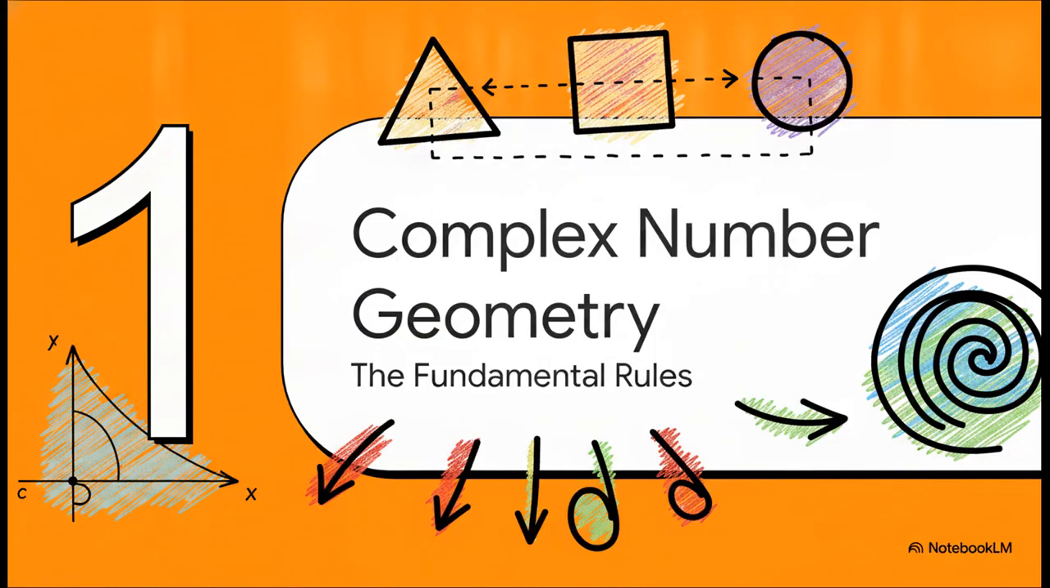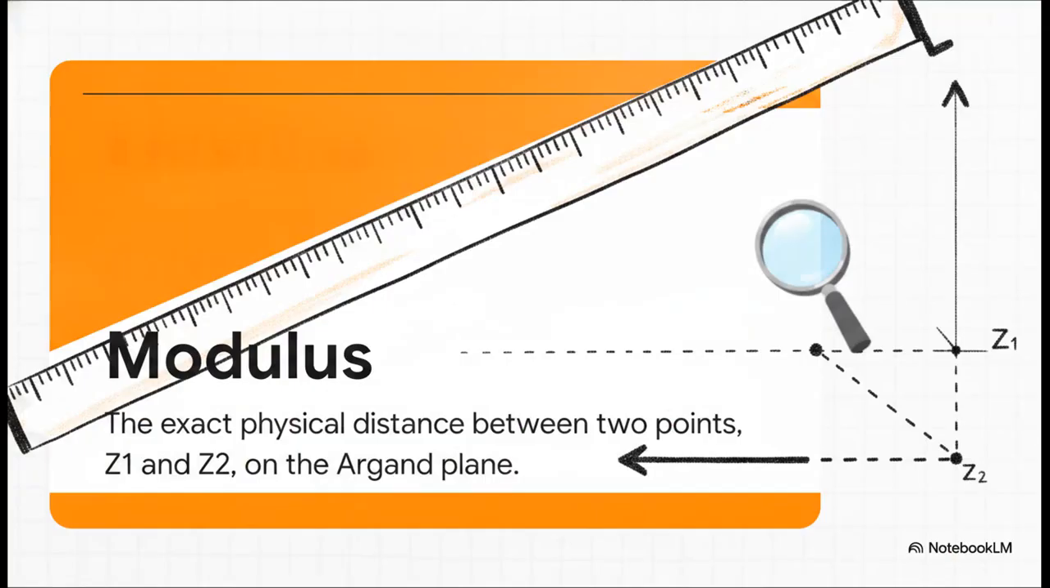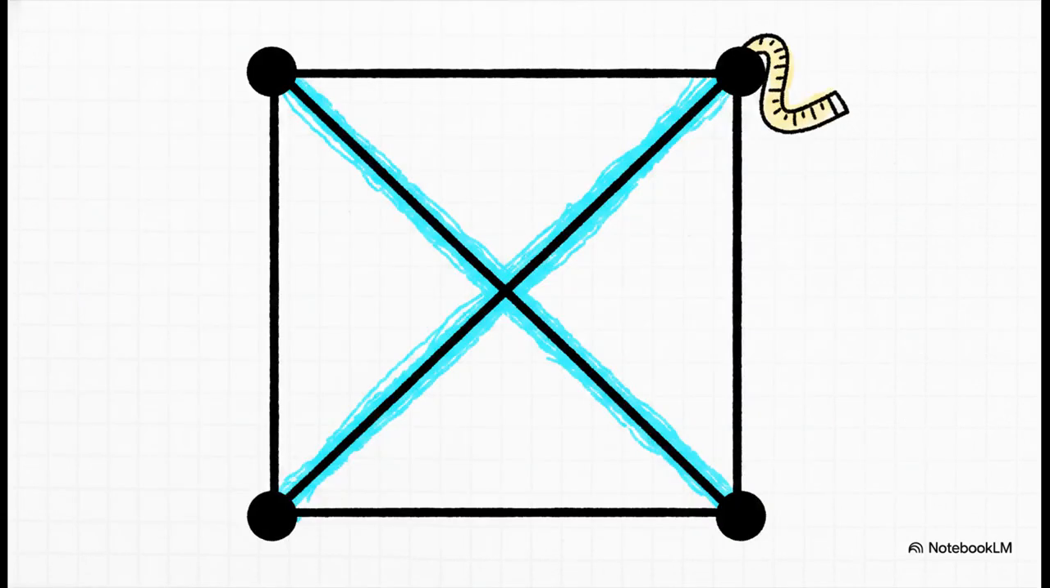Section 1. Geometry of complex numbers and the fundamental rules that make it all work. Think of the modulus not just as some random operation, but honestly, it's the mathematical equivalent of a measuring tape. When you see the absolute value, or modulus, of z2 minus z1, you aren't just staring at an abstract value. You're actually looking at the exact, tangible distance between two very specific points, z1 and z2, right there on the Argand plane. And this brilliantly illustrates how algebra perfectly mirrors geometric traits.